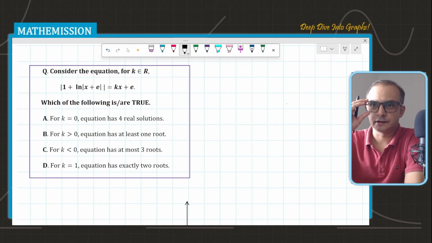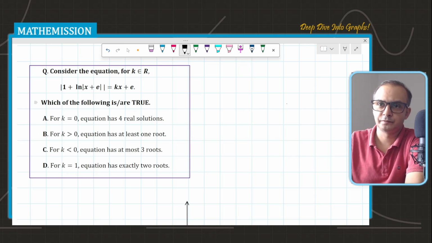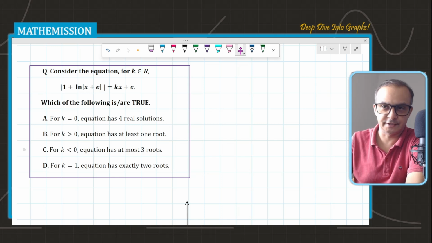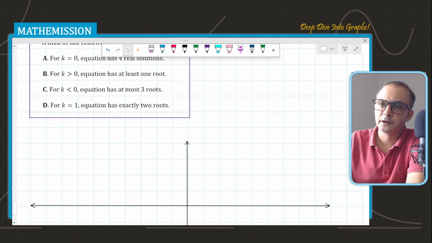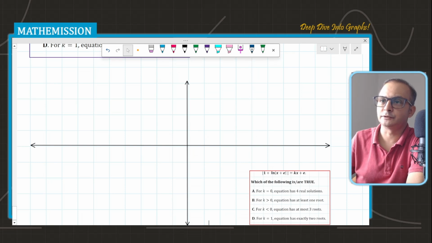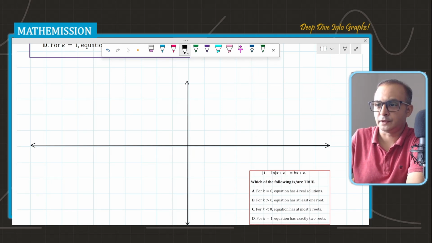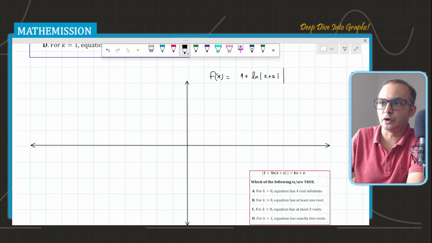The question says that consider the equation for k belongs to R. The equation is 1 plus ln x plus e, and the whole mod is there, is equal to kx plus c. And we have to find out which of the following is the correct statement. So for that, let's try to draw the graph of the left hand side of the equation first. And for that, the function to draw the graph of is, let us say, f(x) is equal to 1 plus ln x plus e and the whole mod.